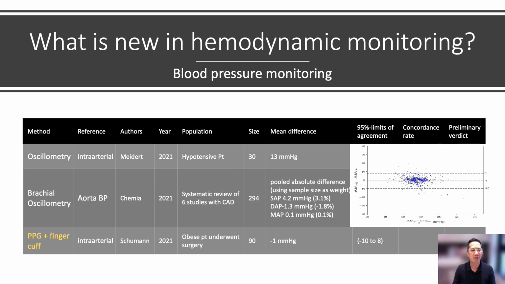The last one is the very new one, the PPG plus finger cuff. They compared with the intra-arterial pressure, and they did that among patients who underwent surgery, and they found a very little mean difference, only -1 millimeter of mercury, and the degree of agreement is pretty good. So the verdict is acceptable.